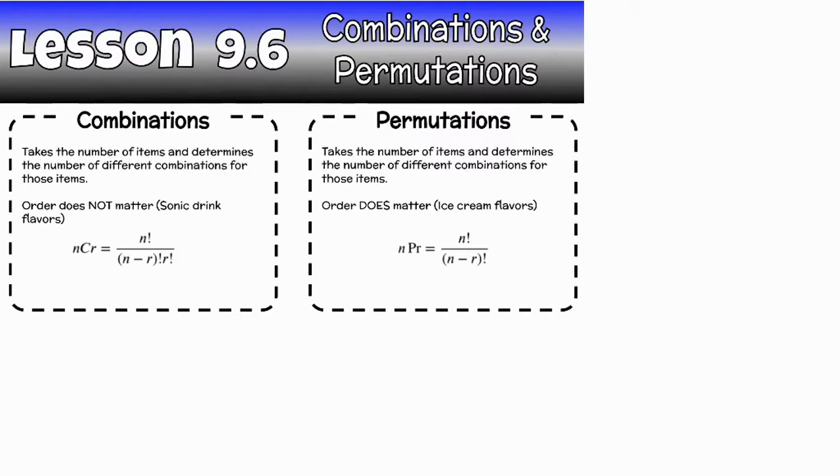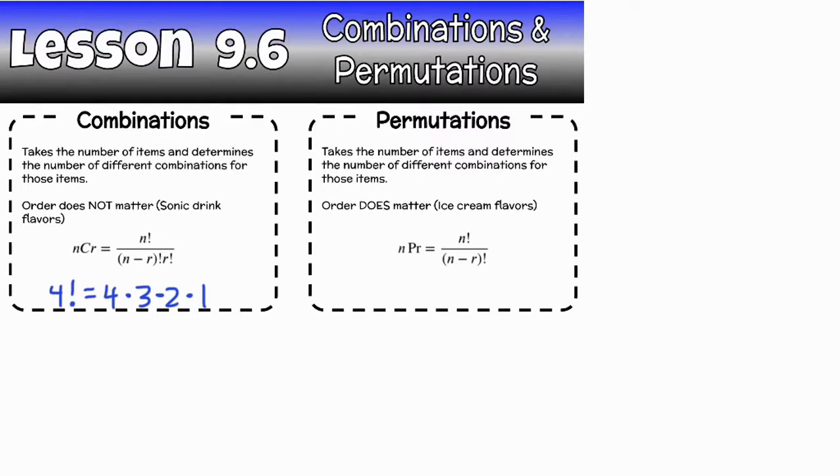So this is where you have nCr, so lowercase n, capital C, lowercase r. You're going to take n factorial. If you do 4 factorial, and this is just a little instance, this is what happens in your calculator: 4 factorial is 4 times 3 times 2 times 1. And then you divide that by n minus r.